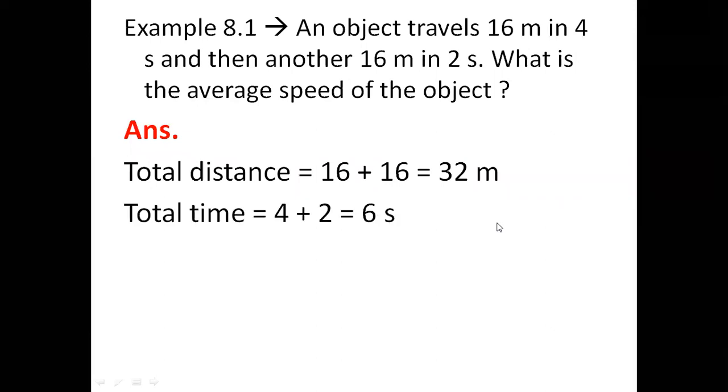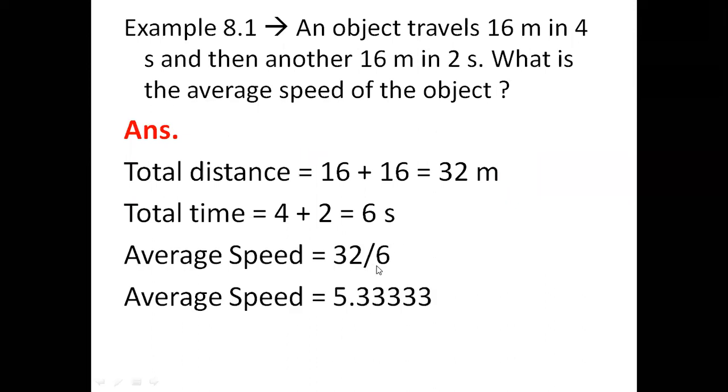Okay, so I have written time also. Now what is the next step? Average speed is equal to total distance divided by total time. So let me do that. 32 by 6. So the answer would be coming as 5.33333. So there is a recurring one.